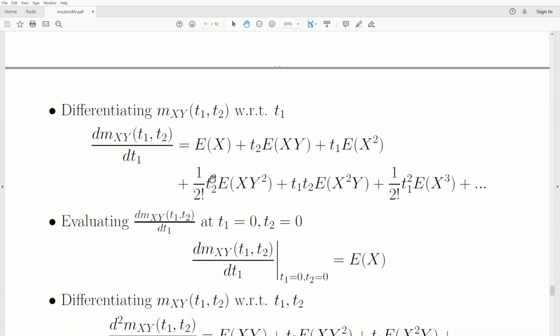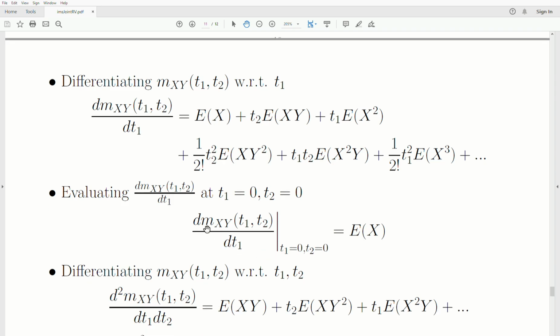Now to find the moments, we have to evaluate this at t1 and t2 equal to 0. So if we plug in t1 and t2 equal to 0, notice that every term drops out but this first one. And so the first derivative of the bivariate moment generating function with respect to t1, evaluated at t1 equals 0 and t2 equals 0, gives us the first moment of X.